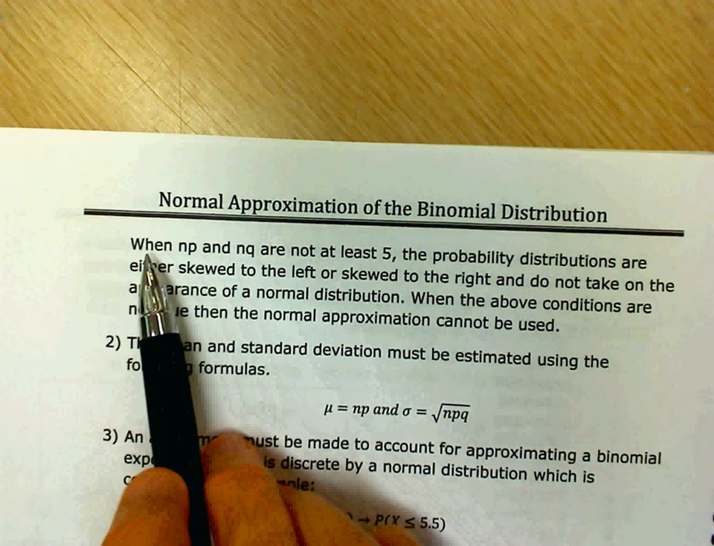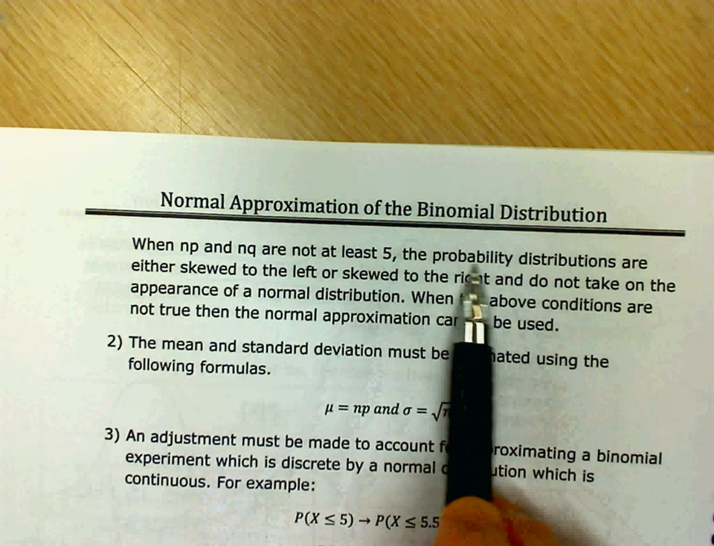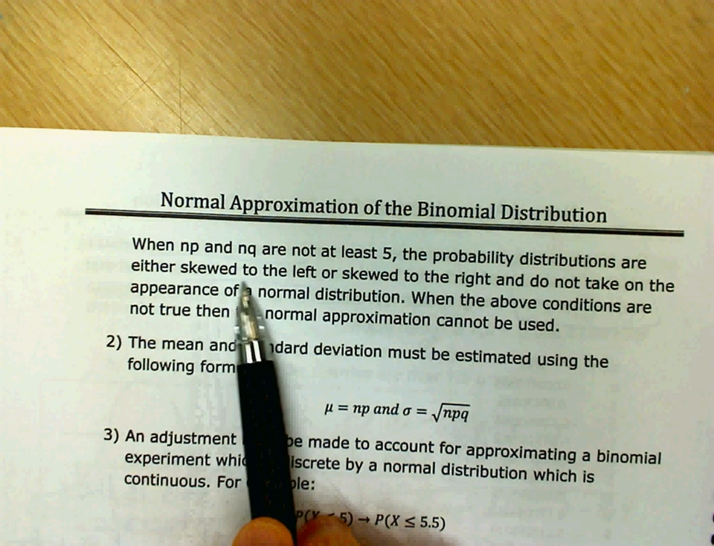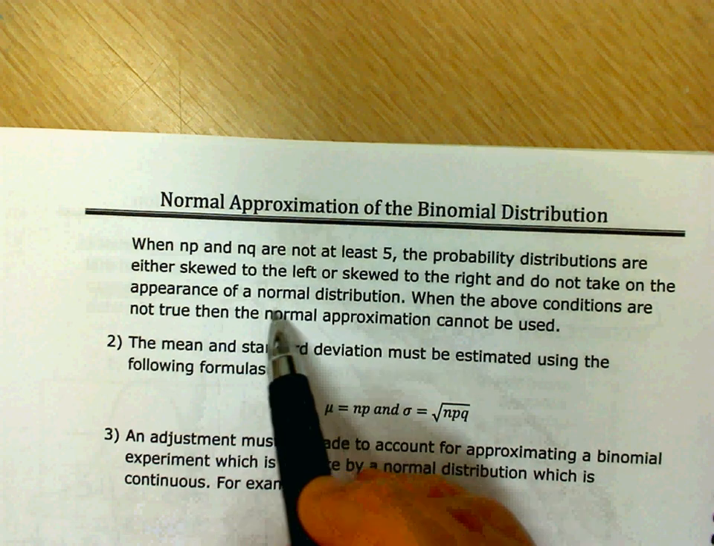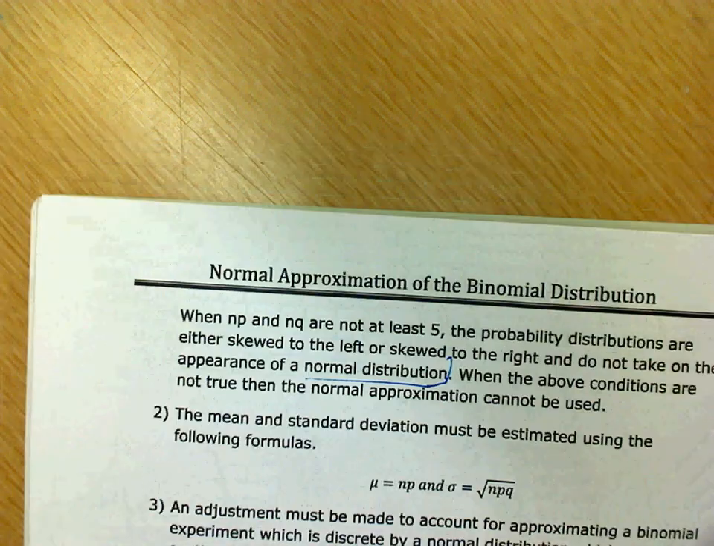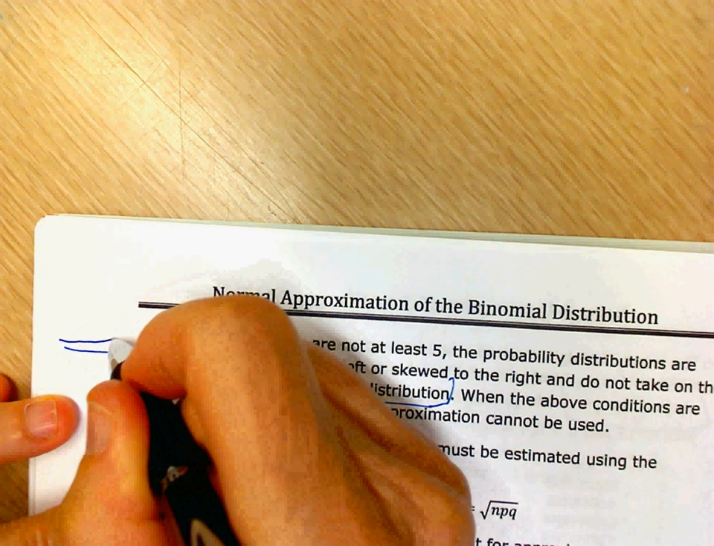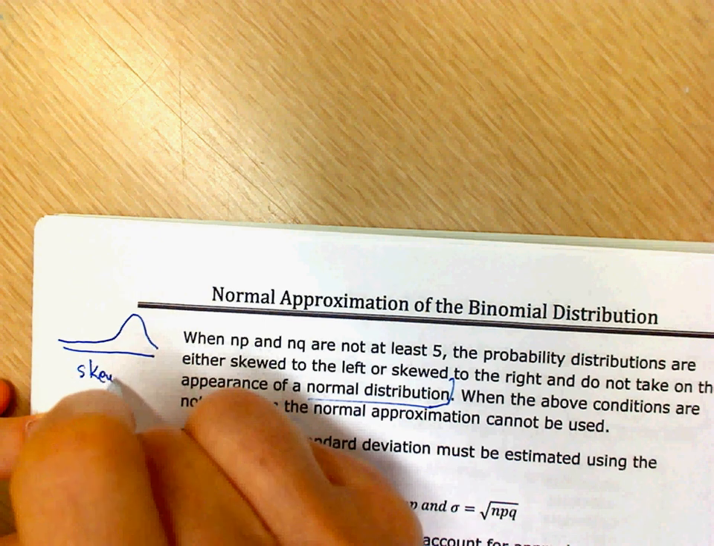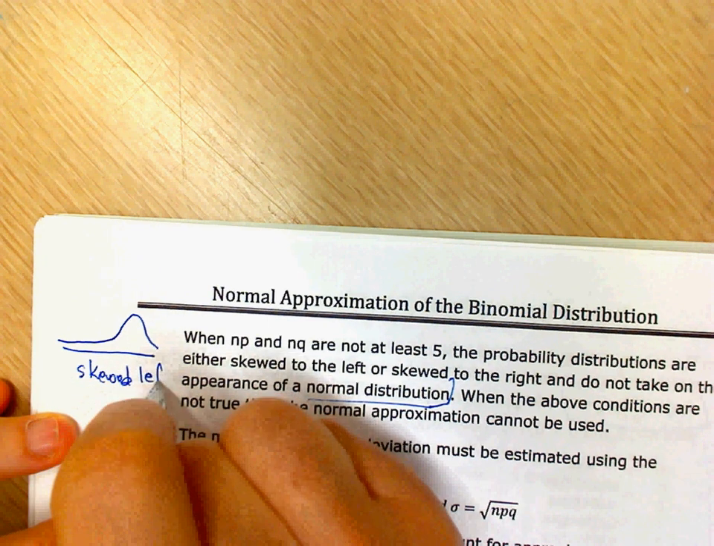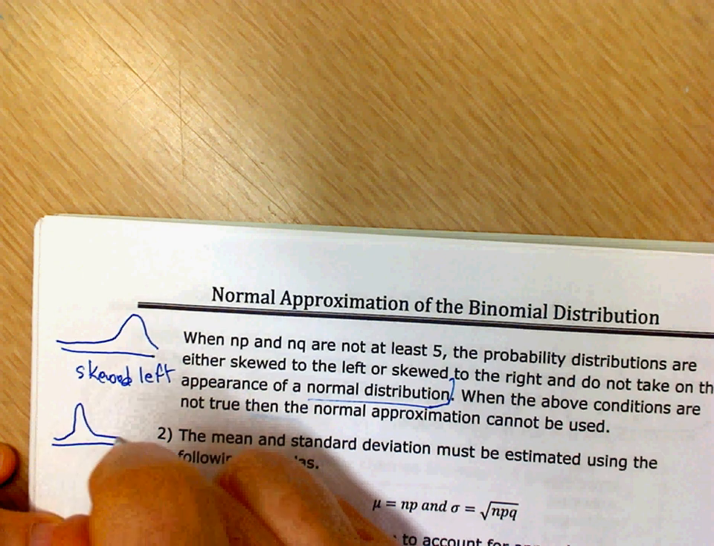When np and nq are not at least 5, the probability distributions are either skewed to the left or skewed to the right and do not take the appearance of a normal distribution. So it would look like this maybe, that's skewed left, or it would look like this, and that's skewed right.